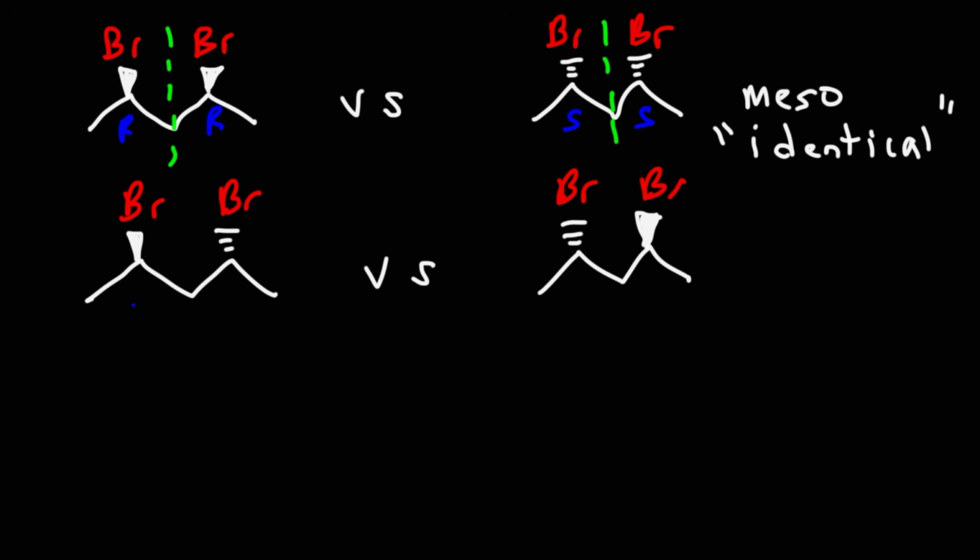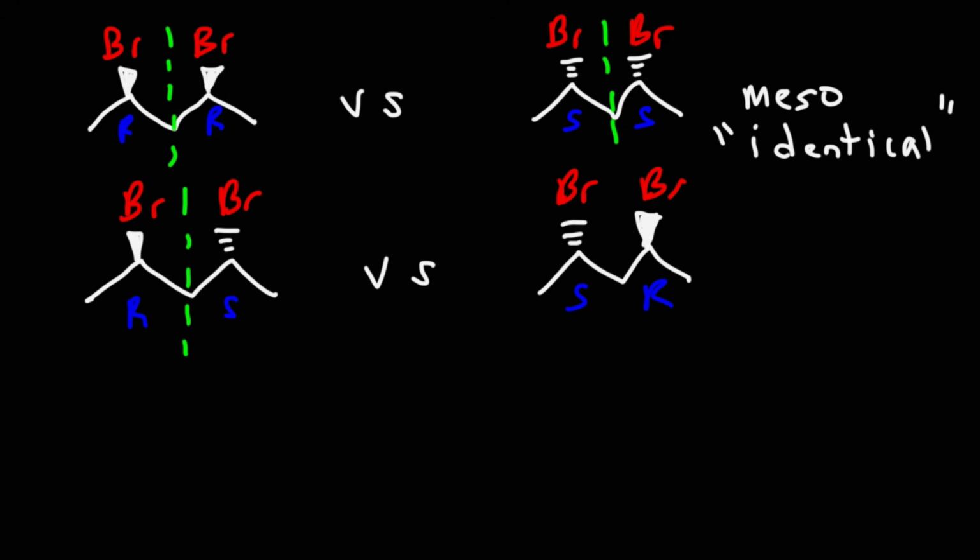Now for the next one, let's assume this is R and let's say this is S. This would switch to S, this would switch to R. So R was changed to S was changed to R. All the configurations changed. And notice that we do not have a plane of symmetry. The left side is not the same as the right side.